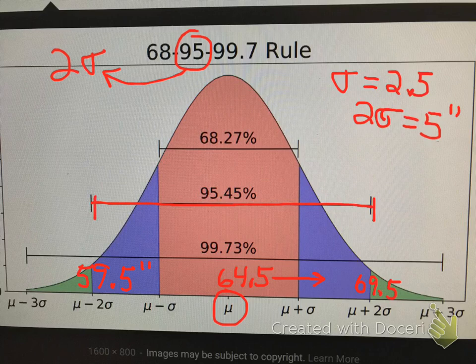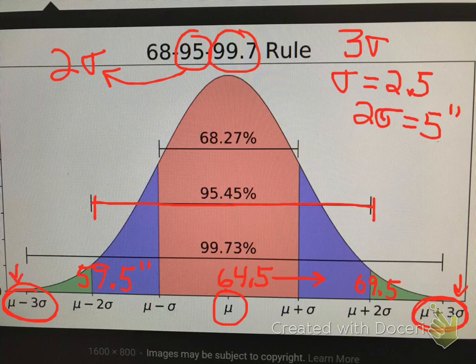And then, of course, the 99.7 rule is 3 standard deviations away. So if we add 3 standard deviations to the right of the mean and subtract 3 standard deviations to the left of the mean, that is almost 100% of the whole population. So that leaves room for 0.3% of gals that are really, really tall over here and gals that are really, really short over here.